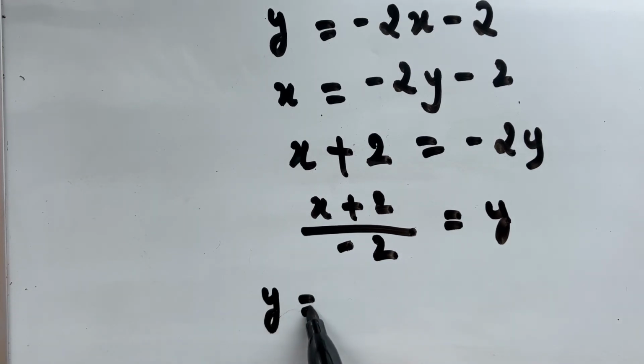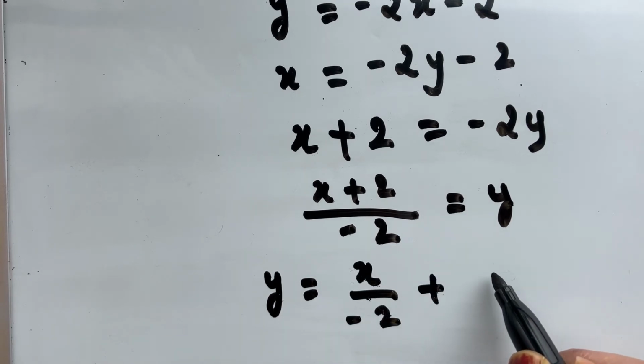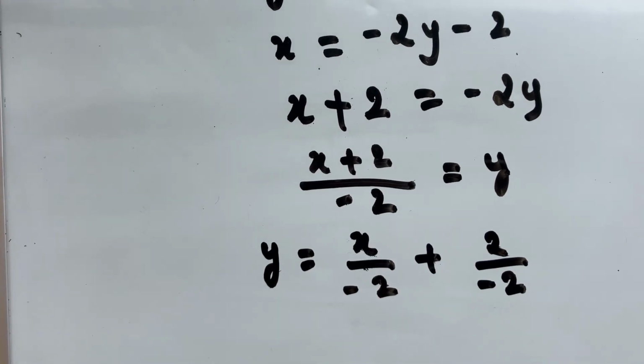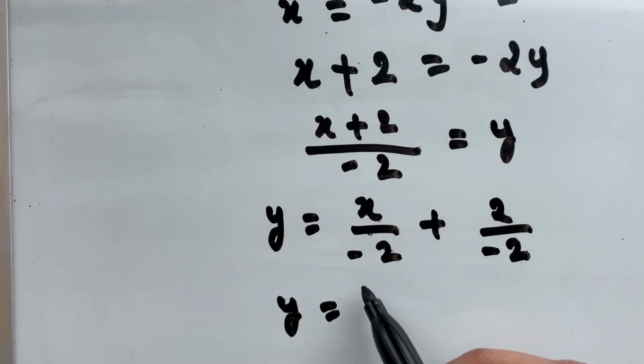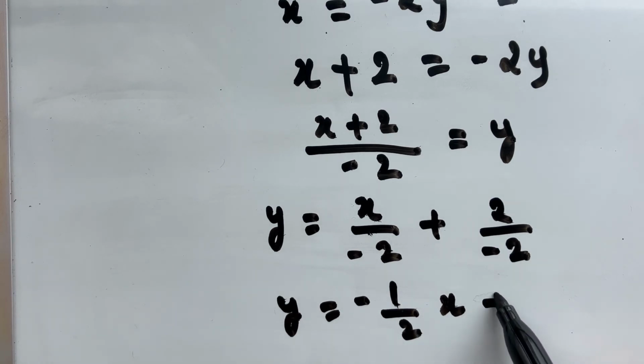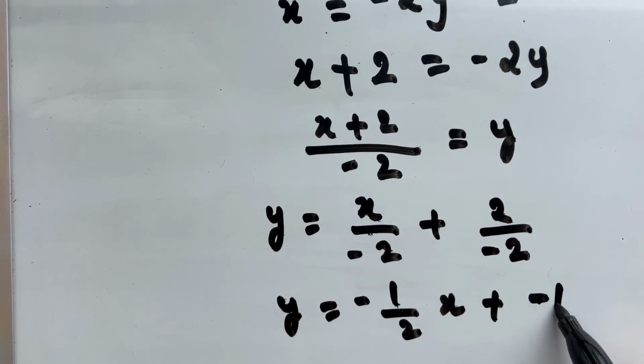So y is equal to x divided by negative 2 plus 2 divided by negative 2. That means y is equal to negative half times x, which is negative 1 over 2 times x, plus 2 divided by negative 2, which is nothing but negative 1.